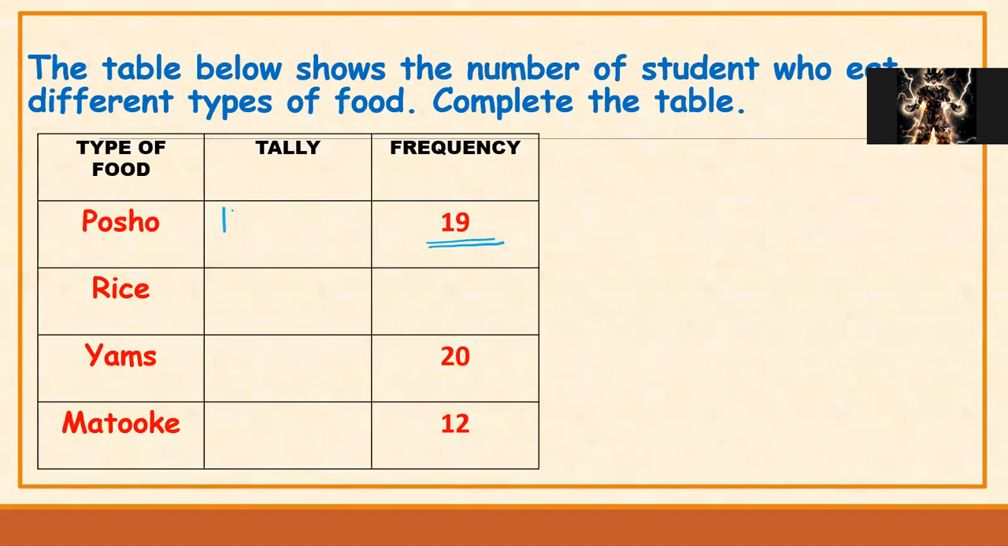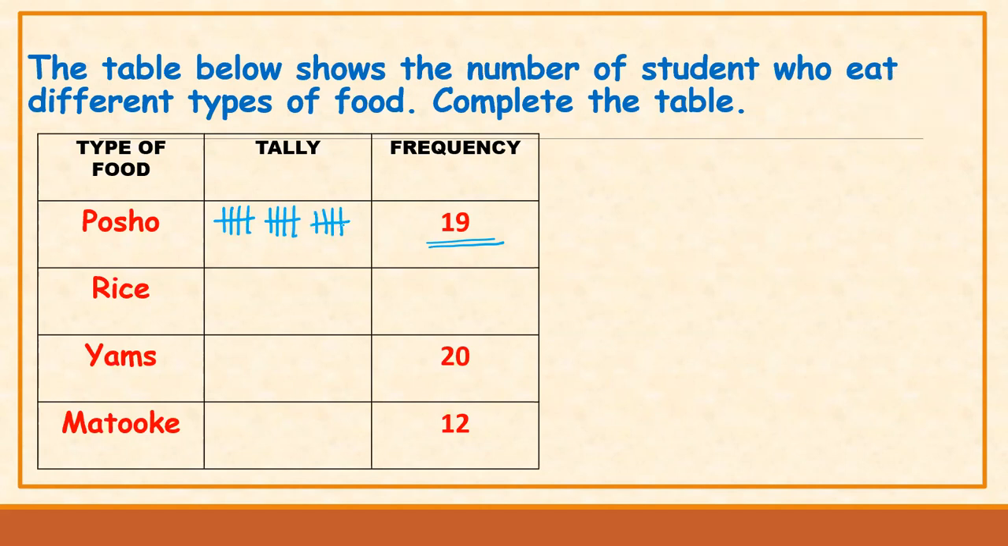This is 1, 2, 3, 4, 5, okay? 1, 2, 3, 4, 5. That is 10. 1, 2, 3, 4, 5. That is 15. Out of 19, what is remaining? We are left with 4. 1, 2, 3, 4. These ones cannot tie because they have not made a complete group of 5s.